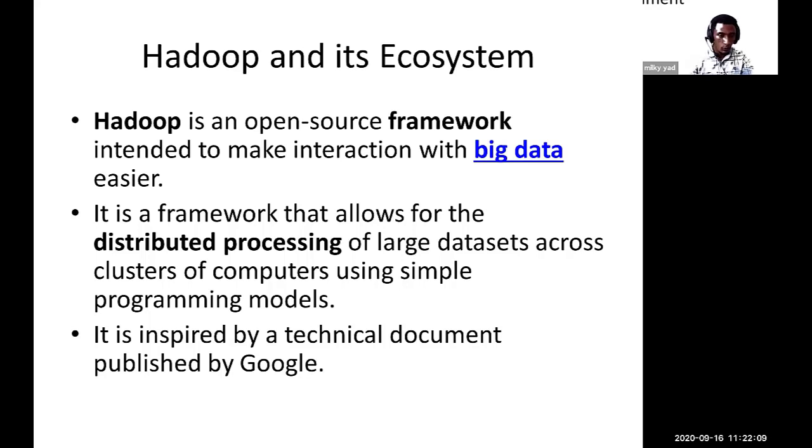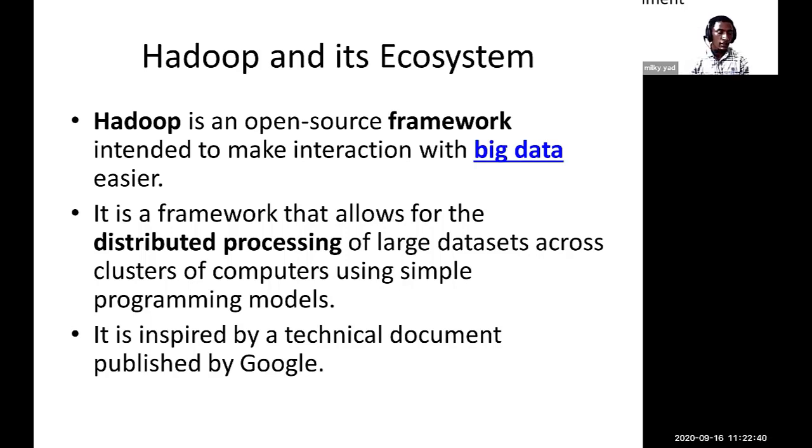So it is a framework that allows for distributed processing. Distributed processing means to share load. That means giving different tasks to different computers. So this software also supports distributed processing of large data sets across clusters.